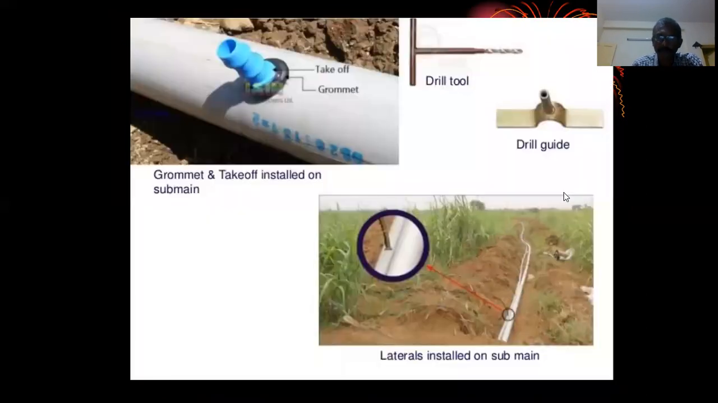So if you look here, after fitting the lateral start in the submain pipe, how does it appear? This is a drilling tool normally used, and this is the drill guide. The drill guide is placed over the pipe, and drilling is made through this hole, so that you get perpendicular holes. So that is the objective.